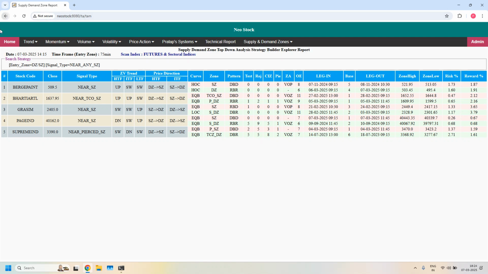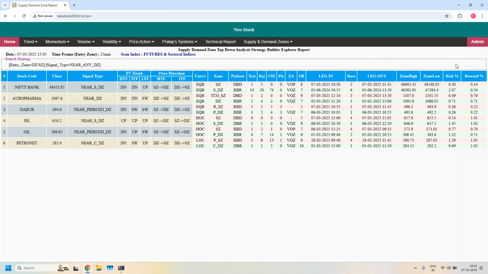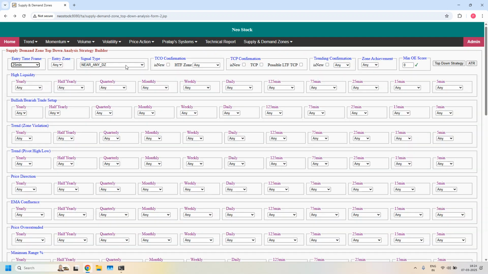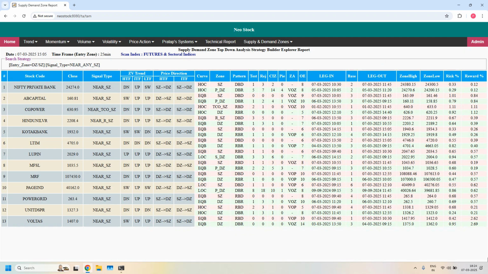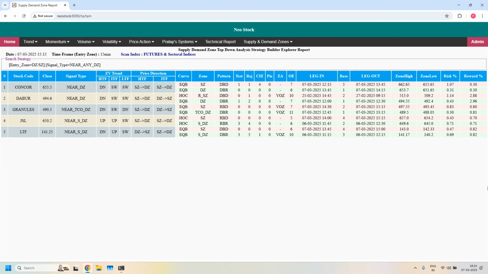So, next report for 25 minutes time frame, stocks near 25 minutes demand zone, we got 6 stocks. Next, 25 minutes time frame, stocks near 25 minutes supply zone, we got 13 stocks. Okay, next time frame is 15 minutes, stocks near 15 minutes demand zone, we got 5 stocks.